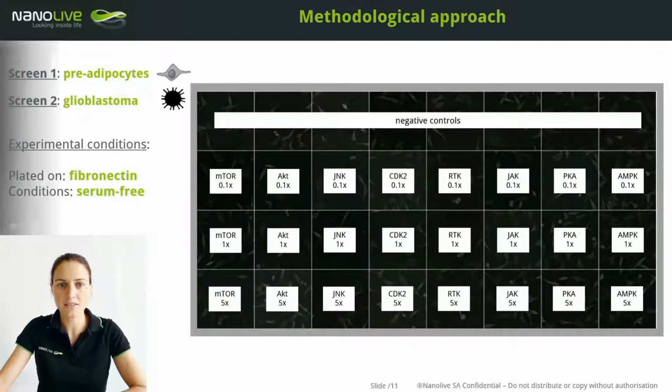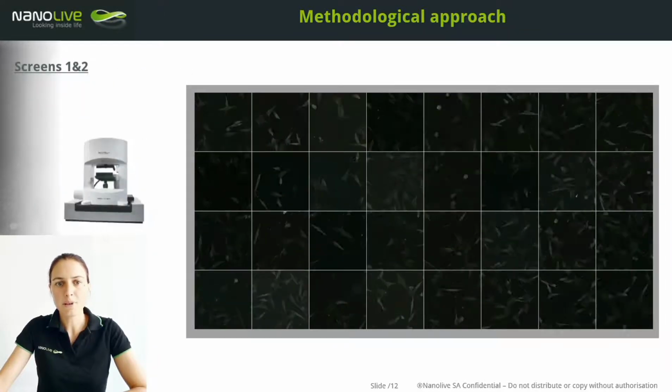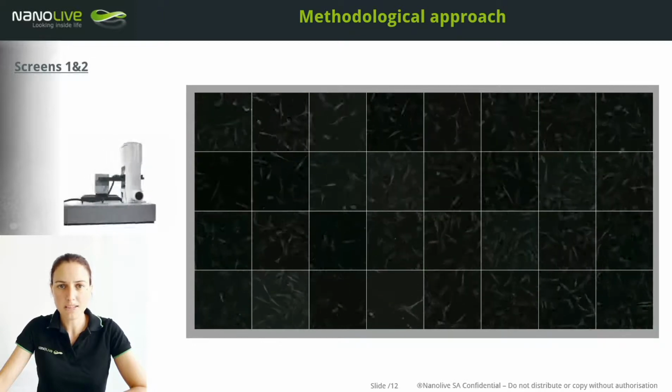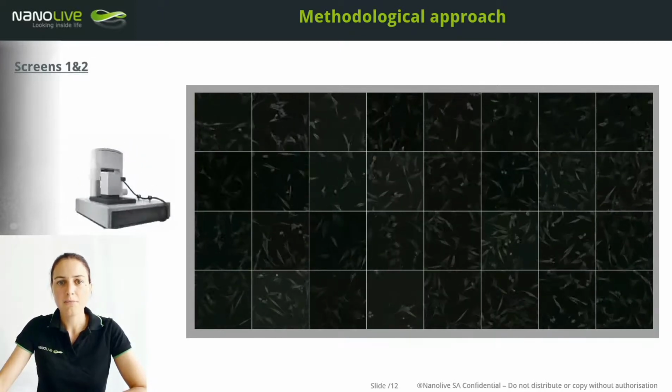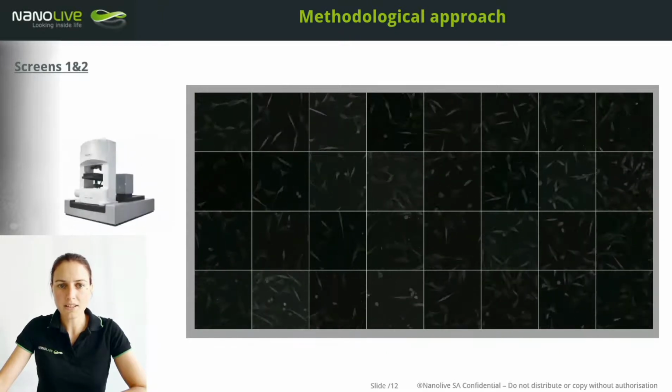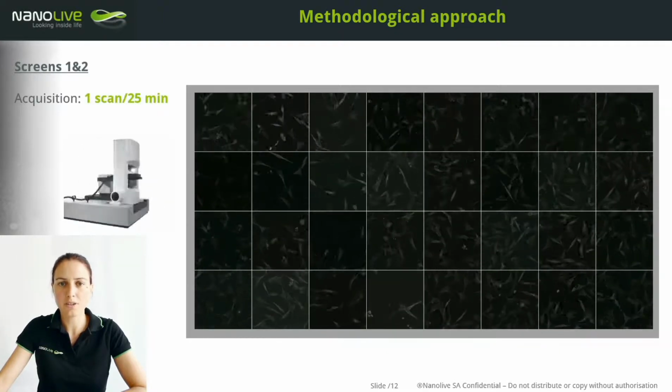We included pre-adipocyte cells in the experiment, not as an example of normal cells. In fact, these cells have been immortalized and are thus very similar to cancer cells in their capacity to proliferate. Rather, we included them as an example of a less aggressive cell type, with the hope of observing different phenotypic responses to drugs. So both screens were conducted using Nanolive's automated microscope, the CXA. Images were acquired at an acquisition rate of 1 scan every 25 minutes for a total of 40 hours.